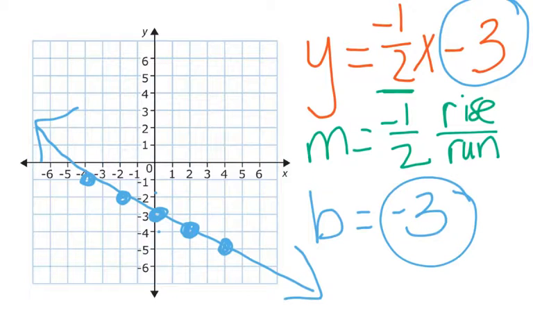I begin my line at -3. Then I use my slope to know how steep it is. Go down 1 and over 2. I can go in both directions, keeping my line going downhill.